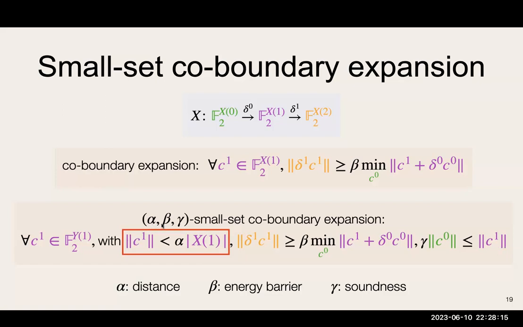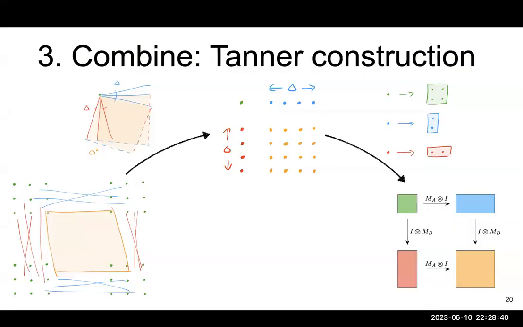And in particular, these alpha, beta, gamma all have some corresponding code notions. So for example, alpha corresponds to distance, beta will correspond to energy barrier, and gamma will correspond to the soundness of the classical locally testable codes, which we'll not talk about in this talk. Okay, all right, but let's come back to the main story.